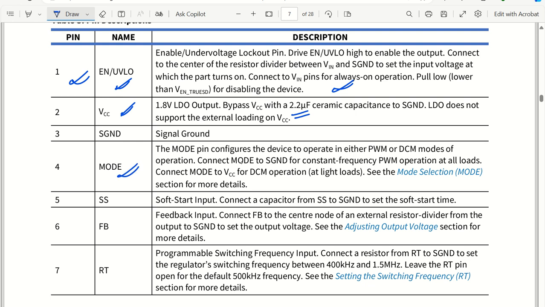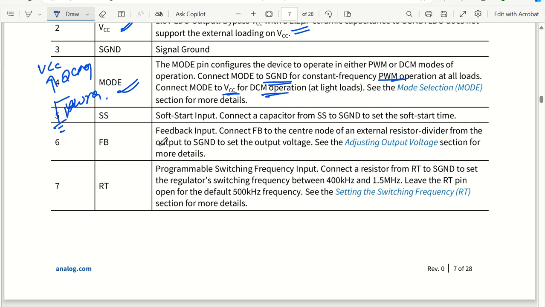So for the mode selection pin, as you can see here, connect the mode signal to ground to have PWM, and connect it to VCC to have DCM operation. That's the understanding. So the mode selection pin can be connected to VCC to have DCM operation, and connected to ground to have PWM operation. Understood? If you have to have a soft start, then connect a capacitor from soft start to ground. That's the meaning. We have the feedback pin, which will be utilizing a two resistor divider to set the output voltage of regulation.